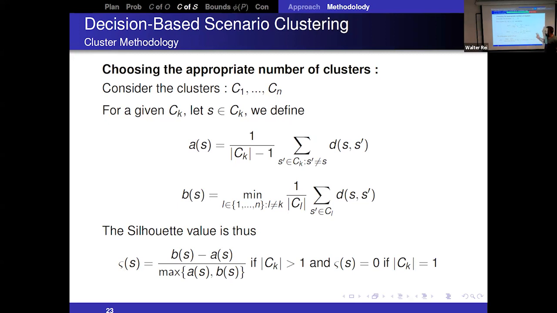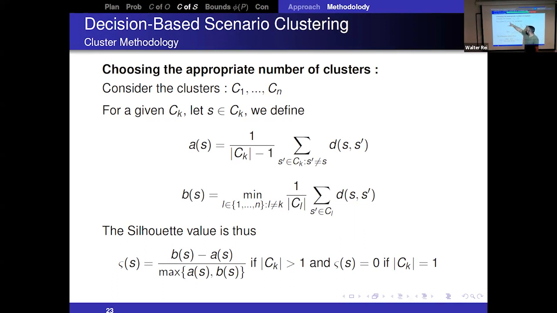Okay, so I'm not sure if everyone is familiar with what the silhouette score is, but it's a score that you can compute for a solution to the clustering problem, right? The idea here is that you have a silhouette score value for each scenario, and then the value for the solution is summing up all of the silhouette scores of all the scenarios, okay? So what is the silhouette score?